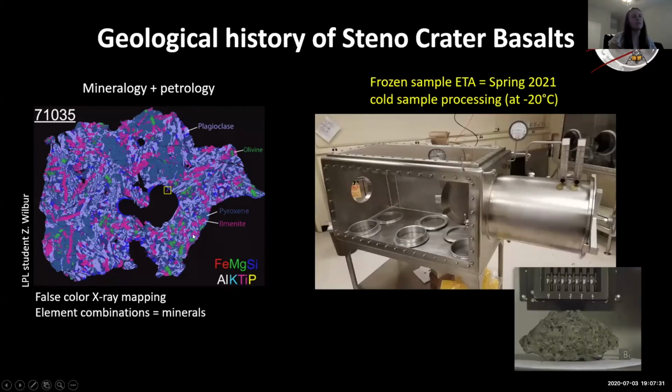And hopefully next spring we'll be getting the frozen sample, but it requires in the meantime that NASA's Johnson Space Center make a dedicated cold sample processing cabinet to keep that sample frozen at -20°C during processing. So I ask you to stay tuned, and hopefully I'll be able to give you a better update in a year or so about those samples.